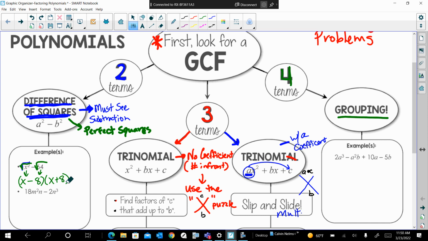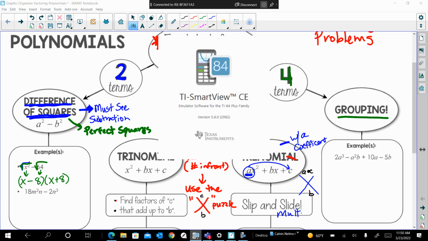Now, to do the square root on your calculator, that's when you have to hit second.